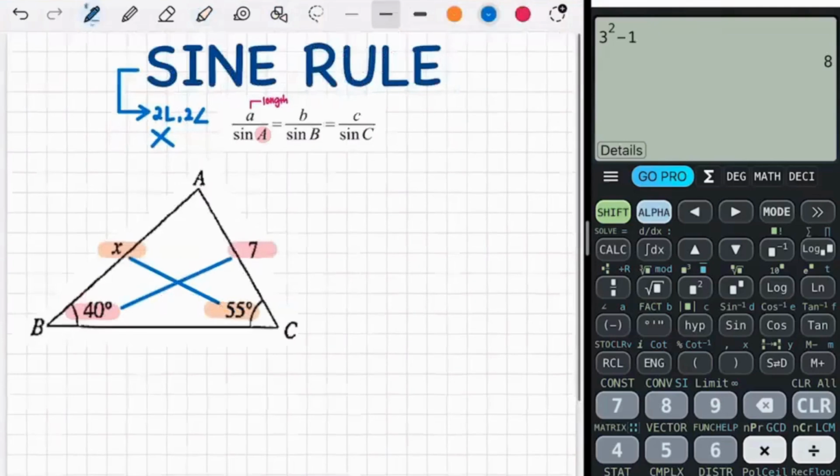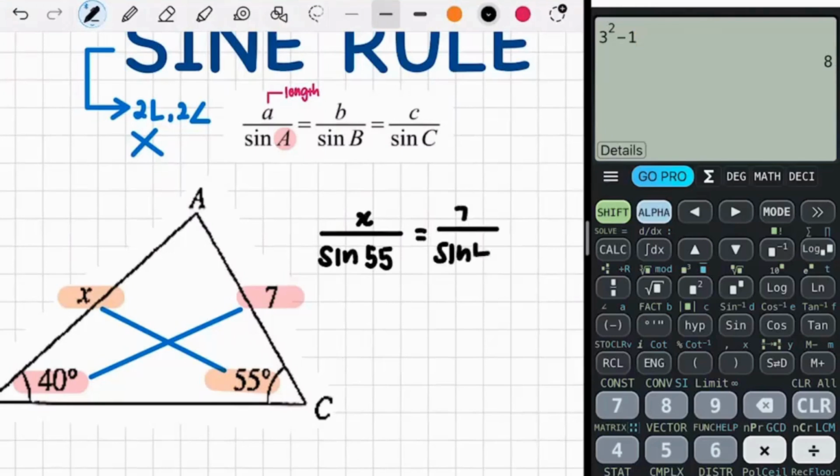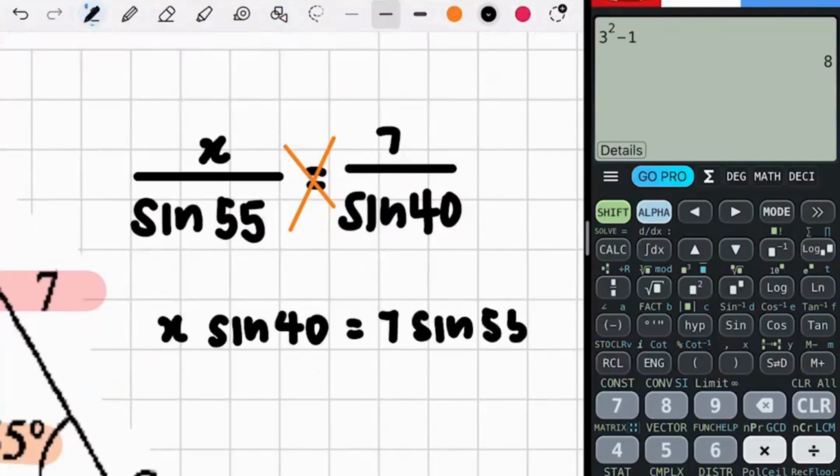For sine rule, don't have to worry too much because you just need to plug into your formula. So whether 7 or x comes first, let me just do x. If I do x, the opposite one will be sine 55. After that, the other length is 7, and this one here is sine 40. We need to calculate what x is, so fraction equals fraction, just cross multiply. When you cross multiply, x multiplied by sine 40 equals 7 multiplied by sine 55.